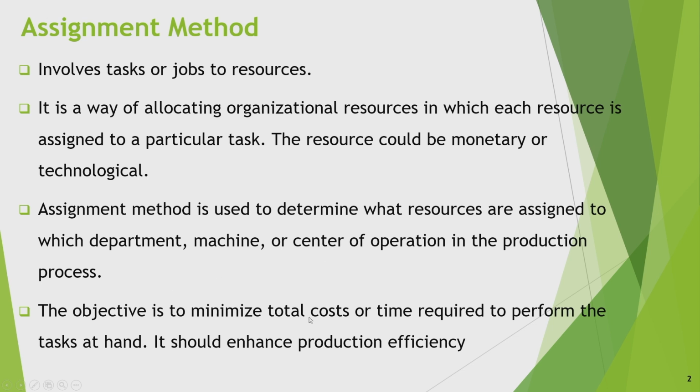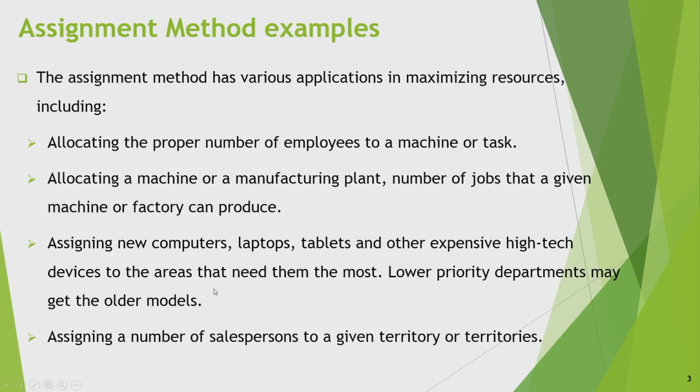Objective is to minimize total costs or time required to perform the task at hand. It can be maximize profit also. Okay. Maximization is, you can say, a mirror of minimization. So, it should enhance production efficiency. So, assignment method has various applications in maximizing resources. We can give some examples.